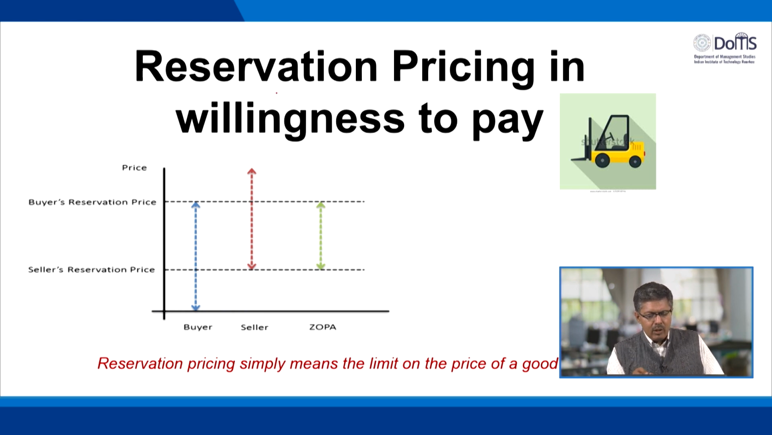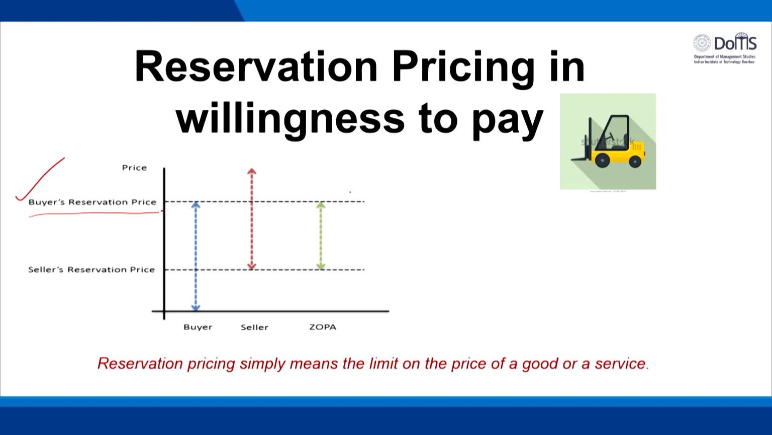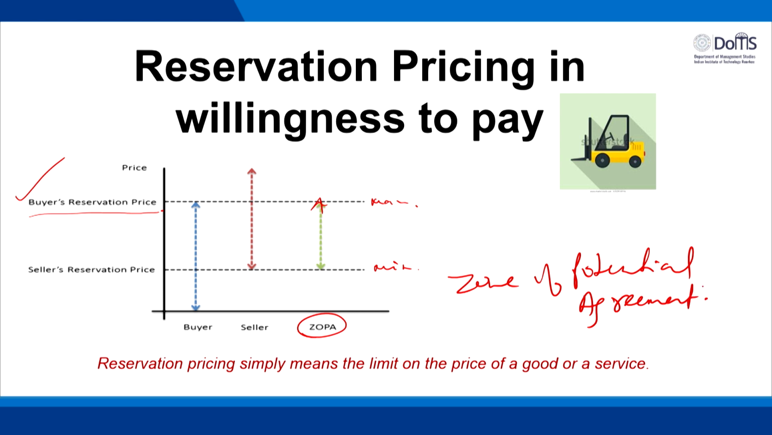So, when we are talking about willingness to pay, there are two things we need to look at, right. The buyer has a reservation of how much he is going to pay you for the product. The seller has a reservation that this is the minimum I will take. So, this is the minimum I will be ready for, and the buyer is saying this is the maximum I am ready to pay. This area is called the zone of potential agreement. This is the space where the company tries to find a value.